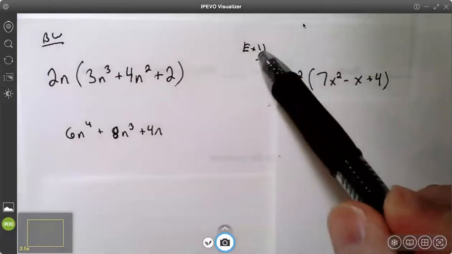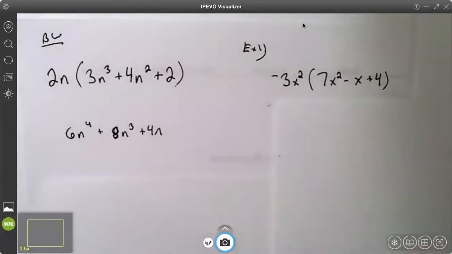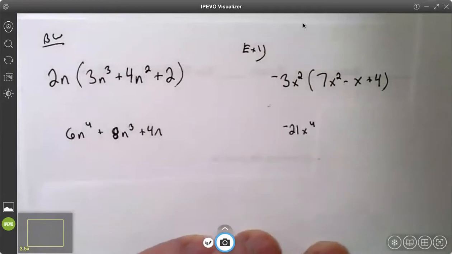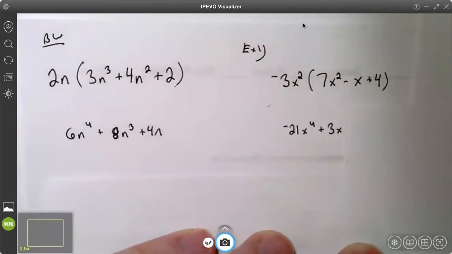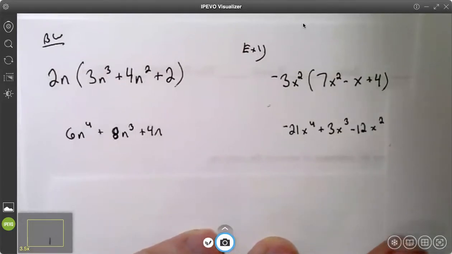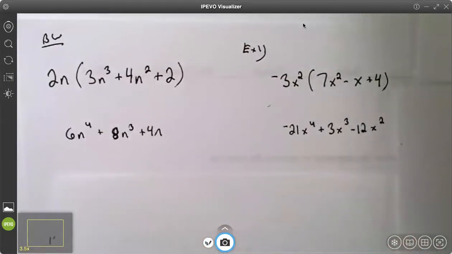Try this one. We'll call it 1b. It's labeled example 1. Give it a try. When you distribute, you get negative 21x to the fourth, 3x cubed, negative 12x squared. Trinomial, degree of 4, leading coefficient negative 21.